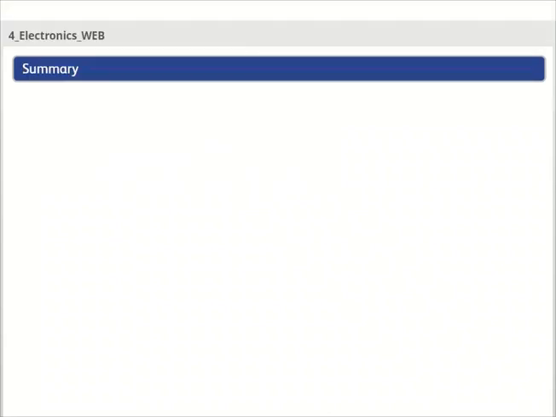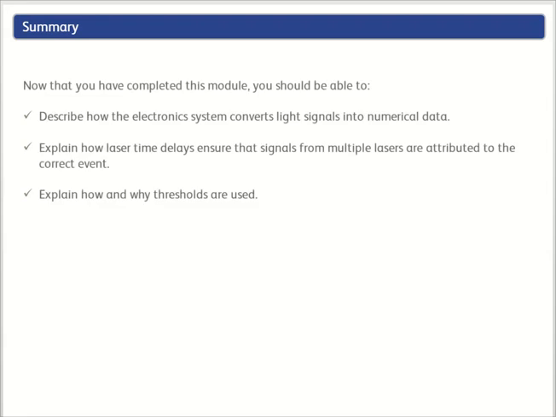Click Next. Now that you have completed this module, you should be able to describe how the electronic system converts light signals into numerical data. Explain how laser time delays ensure that signals from multiple lasers are attributed to the correct event. Explain how and why thresholds are used.